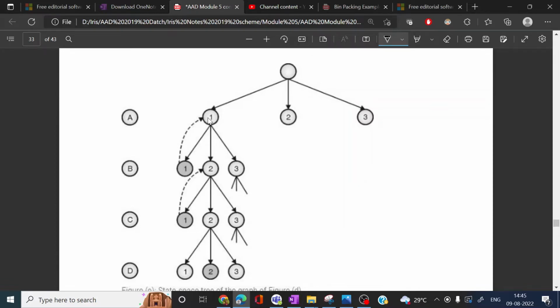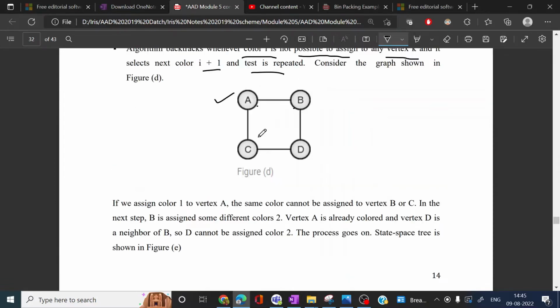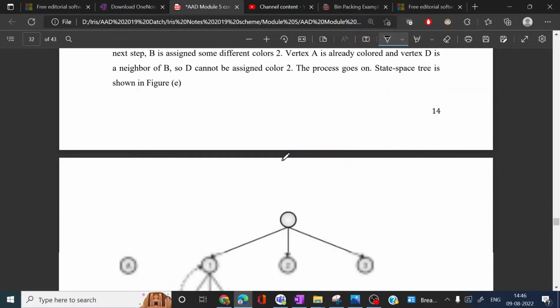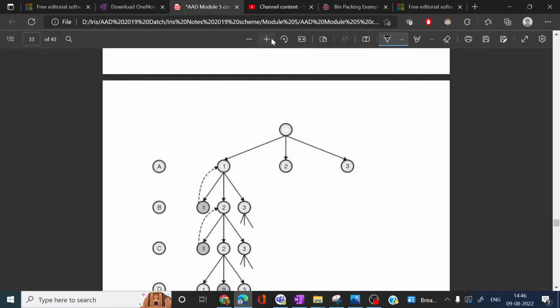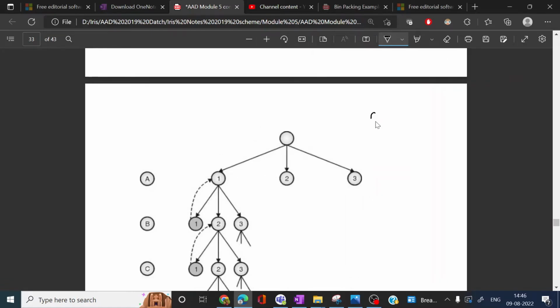So this is the graph, the corresponding state space tree: A, B, and C, D. The edges are A to B, B to D, D to C, and C to A. So we draw the graph here so that it can be compared with the state space tree. So this is node A, this is node B, this is node C, and this one is node D. And these are the edges of the graph.